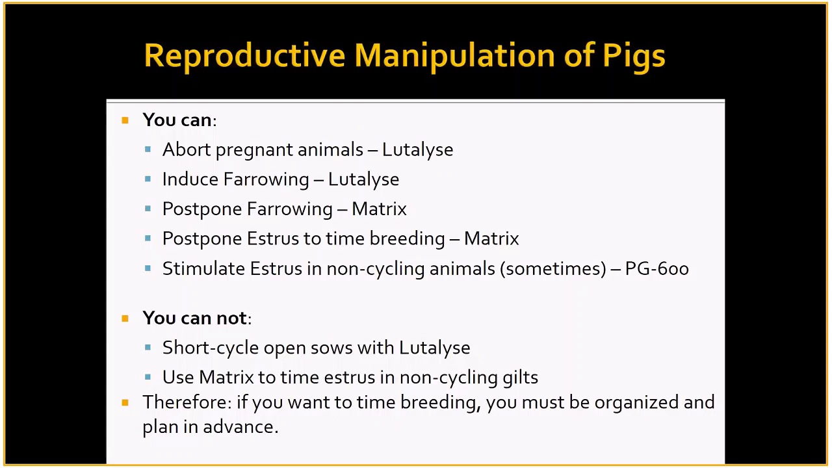What you cannot do is short cycle animals. And you cannot use Matrix to time estrus in non-cycling animals. So therefore, you still have to time your breedings, be organized, plan in advance. You just don't have the ability to short cycle like you can in the cattle world.